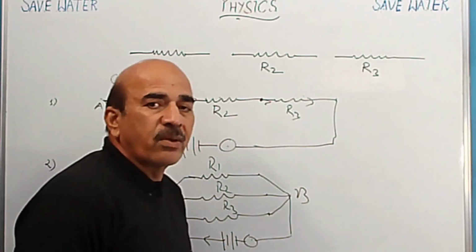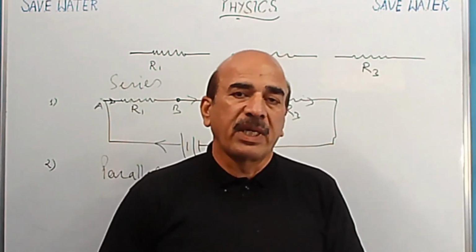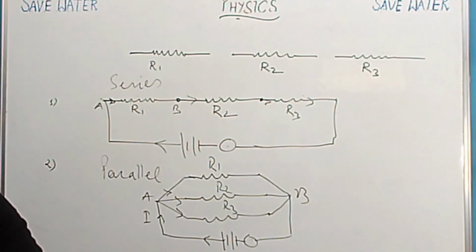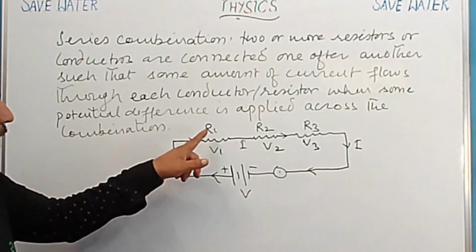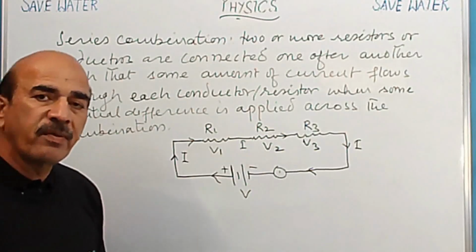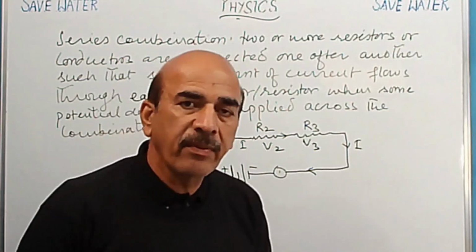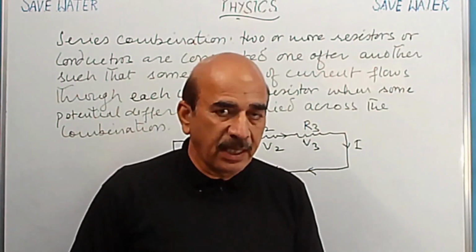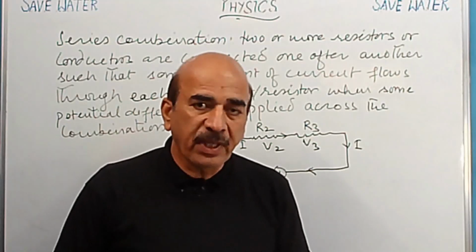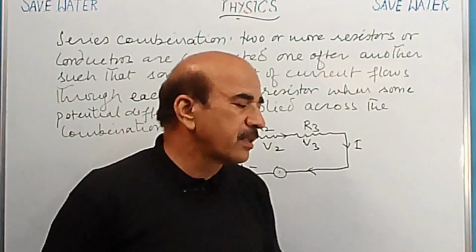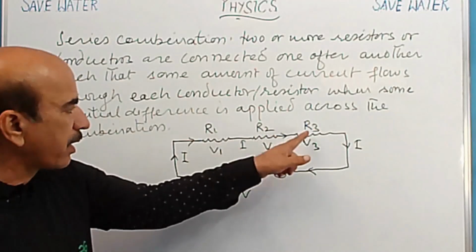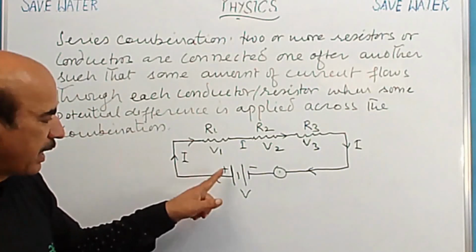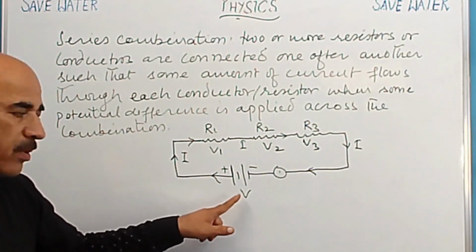So now we are going to discuss the series combination. Any problem here? Here you can see R1, R2, R3, 3 resistors, or we can say 3 conductors, are there. We can say that 3 appliances are connected in series. So R1, R2, R3 are connected end to end, and after that they are connected to a battery, right?